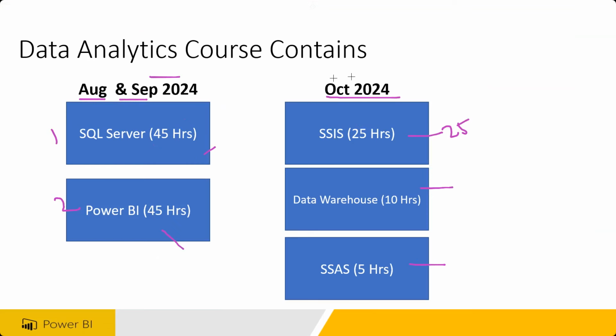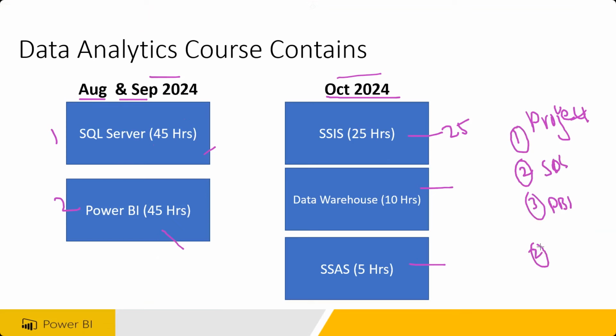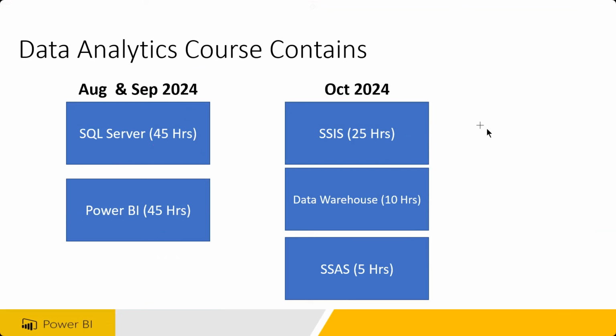Once everything is over, then we have a project that is included for free. One project is given, and plenty of assignments I'm going to be giving. In SQL, you have assignments. In Power BI, you have assignments. Power BI and SQL projects and CV preparation, everything is going to be there. So CV preparation, sample CVs, and interview questions. You ask me something, it will be there. It is included in this fee only, right? So this is the plan for the next August, September, and October months. You need to plan like this, and slow and steady wins the race.